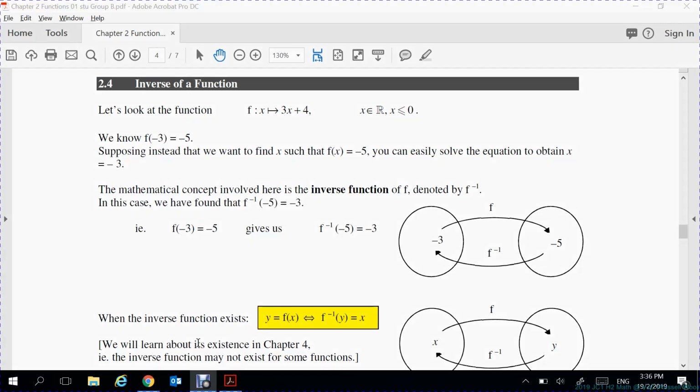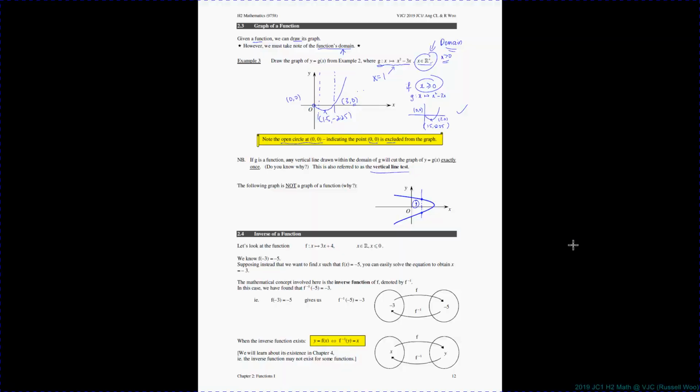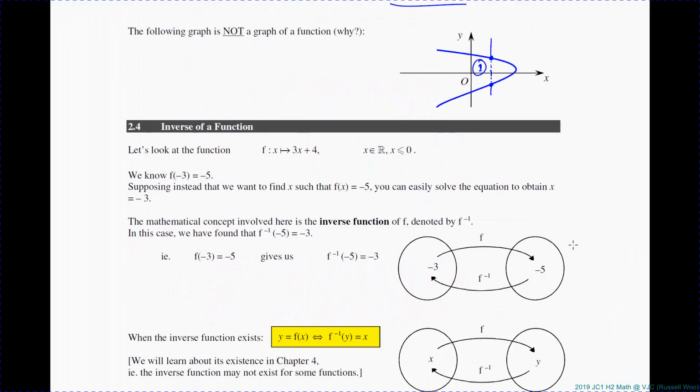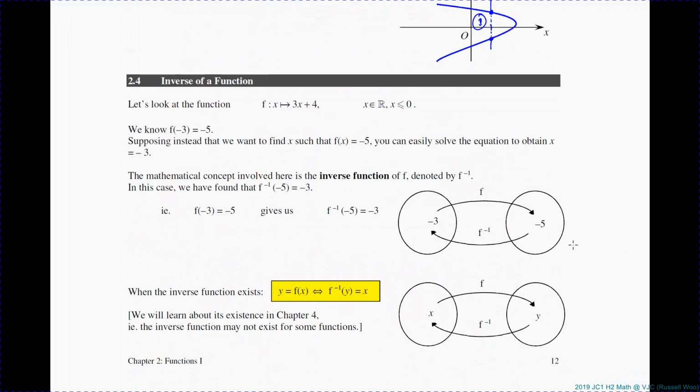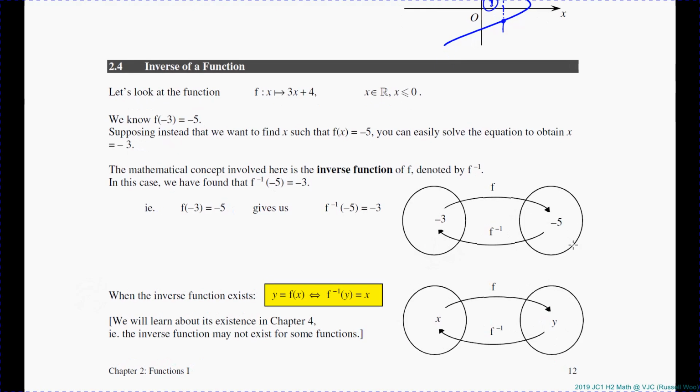Okay, let's carry on. Now we will deal with what we call the inverse of a function. In order to illustrate the inverse of a function, let's take a look at the function 3x plus 4. You take a number, times 3, plus 4. Correct? You process this number, times 3 plus 4, and you will get minus 5.